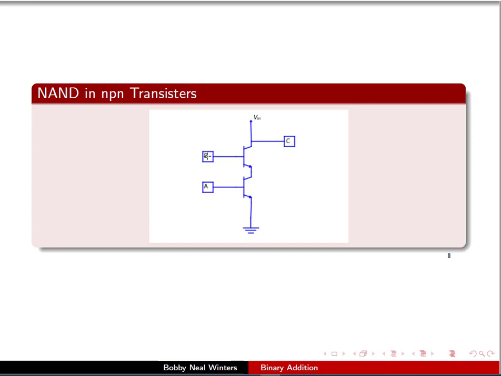So if I have current at both places, nothing comes out here. But if either place lacks current, then I do have current out here. And so this is what NAND does, right? 1 NAND 1 is 0, but 0 NAND anything else is 1. And so that's how we can implement this NAND gate in terms of transistors.